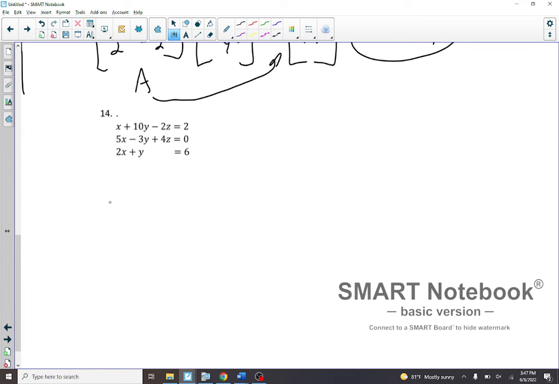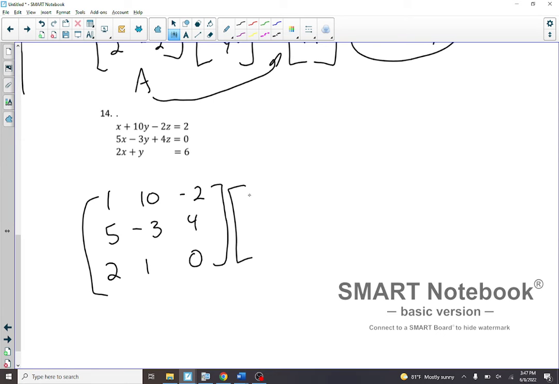All right, this one, it's a 3 by 3, but we could do it also. 1, 10, negative 2, 5, negative 3, 4, 2, 1. There's no z here, so we put 0. Times our matrix of the 3 variables, which is x, y, z. And that's going to equal our answers 206.